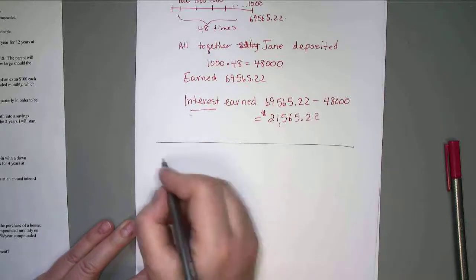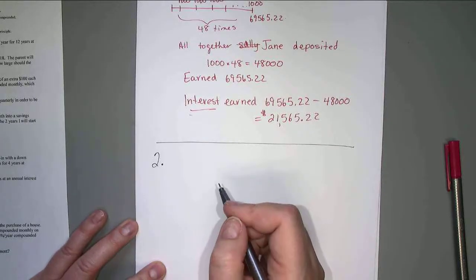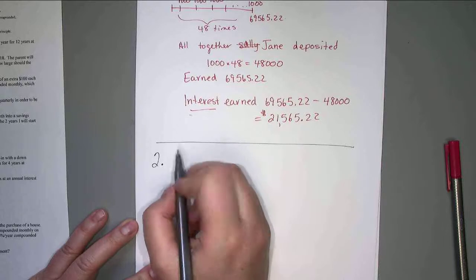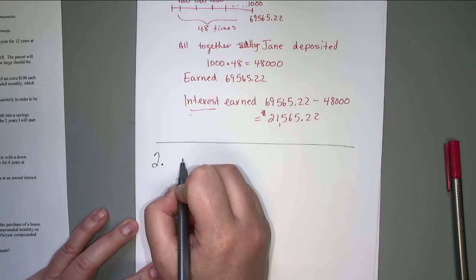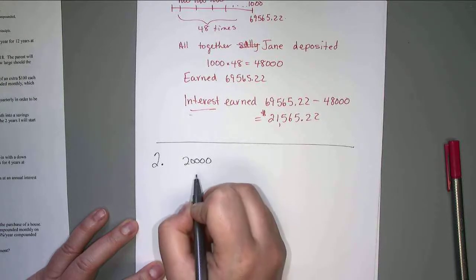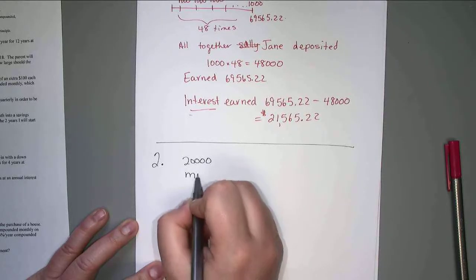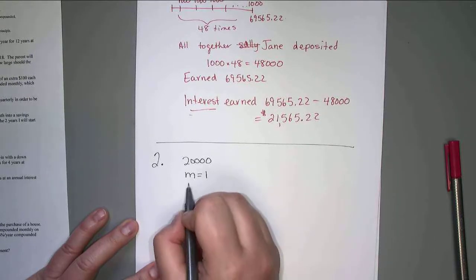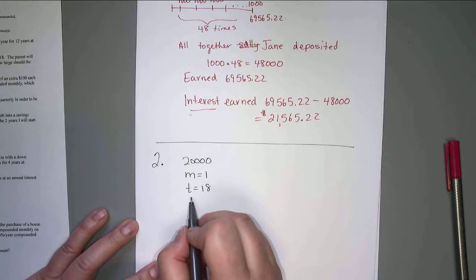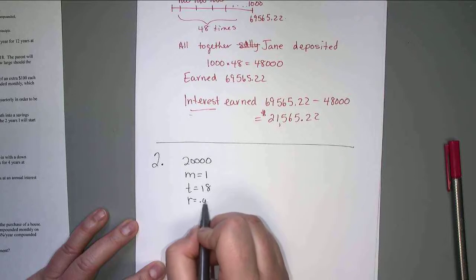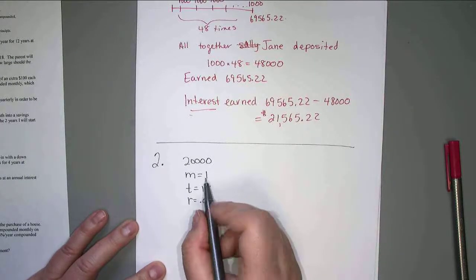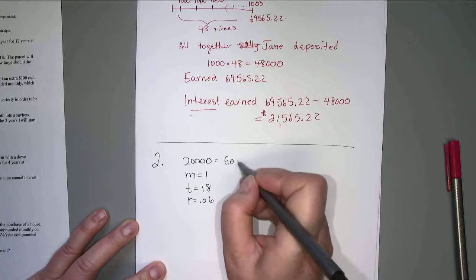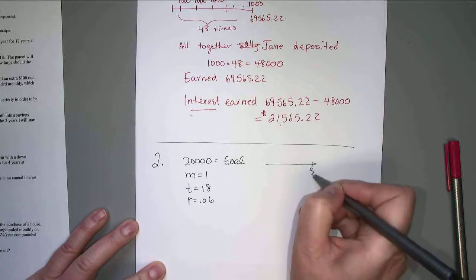Okay, so number 2 says the parent wants to present a child with $20,000 when the child turns 18. So $20,000. The parent will make a deposit on each birthday starting when the child is born. So that's more than one deposit. It's going to be compounded annually, just once a year. They're only making a deposit once a year for 18 years. How large should the payments be if the account earns 6% compounded annually? And I already put the 1. Now this is the goal. So that's at the end. We want to save $20,000.